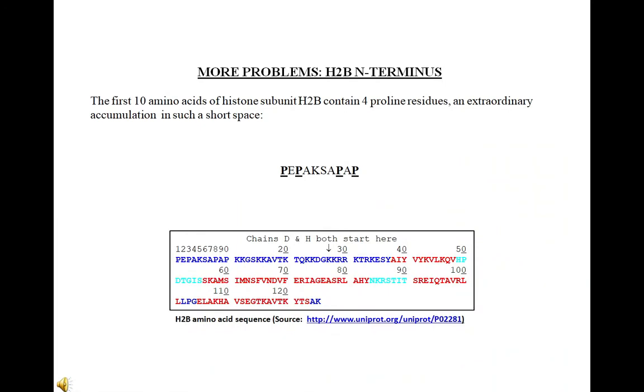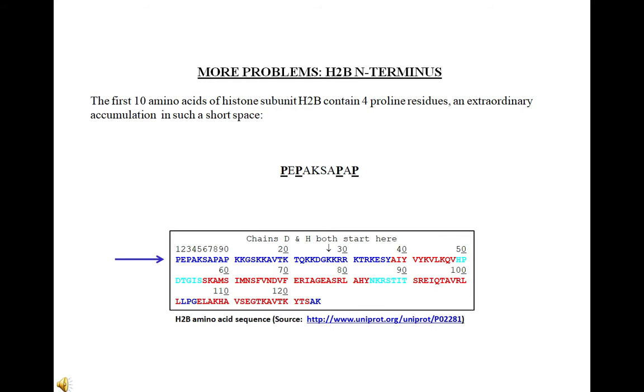Here's another problem. The first 10 amino acids of histone subunit H2B contain 4 proline residues, an extraordinary accumulation in such a short space. The sequence is shown here both in isolation and in its natural setting at the N-terminus of subunit H2B. In addition to this sequence being an unlikely candidate for binding to DNA, it is furthermore a sequence not likely to cooperate, so to speak, in the sort of ordered structure I wish to propose.